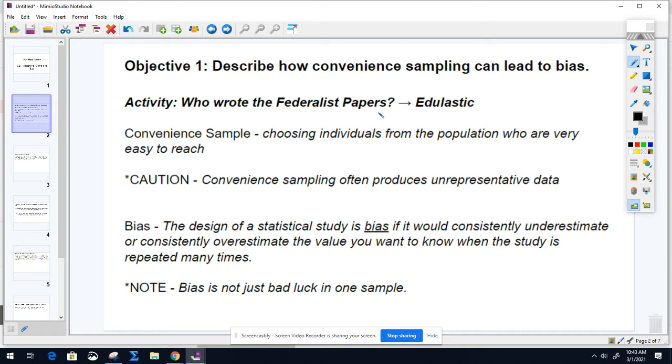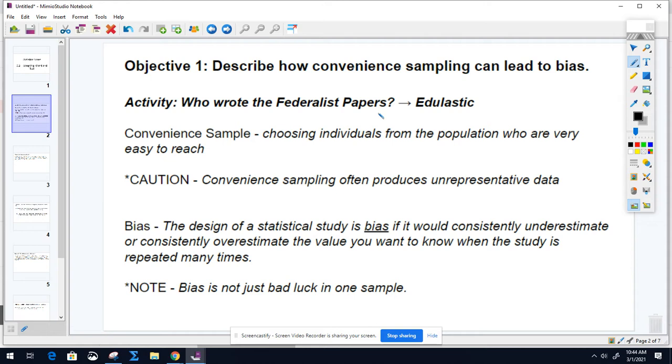But convenience sample: choosing individuals from the population who are very easy to reach. We have to have some caution here, as this can produce unrepresentative data. If we do what's easiest, a lot of the time we don't get the best data, and therefore it's not very good sampling. So anytime that we have a convenient sample, a lot of times that is bad sampling.